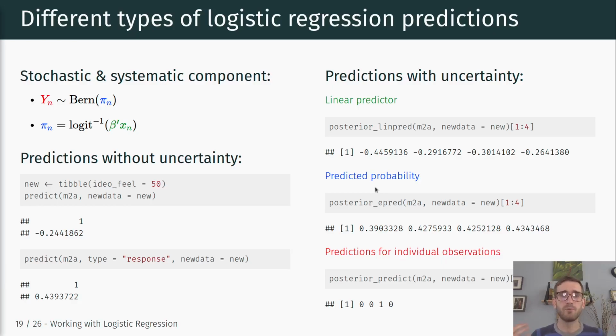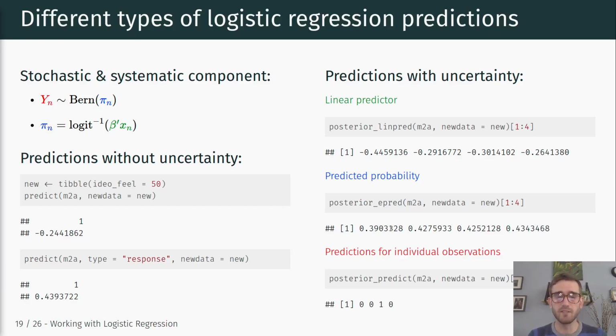Now, if we want to compute the predicted probability, we could directly plug in these linear predictors into our link function, or we can directly use posterior_epred, which gives us the conditional expectation of our outcome measure. But keep in mind, the conditional expectation for a dichotomous measure is equal to the predicted probability. So essentially what posterior_epred does is it gives us the probability of pi n if we plug in beta prime xn into our logit link function.